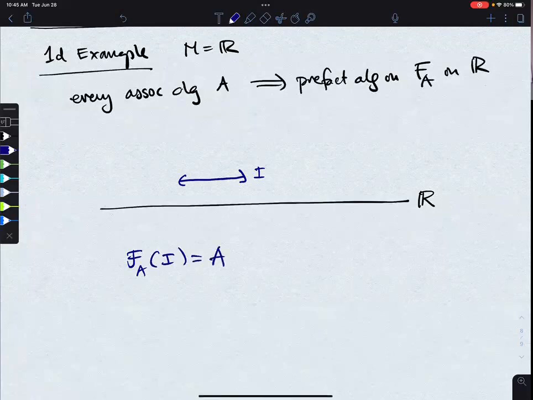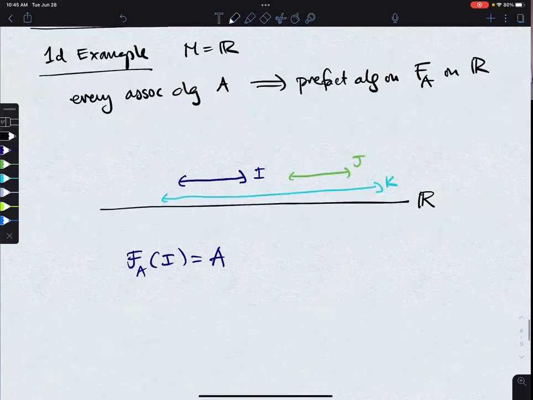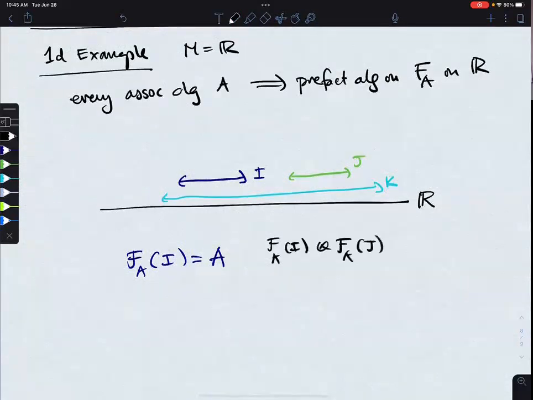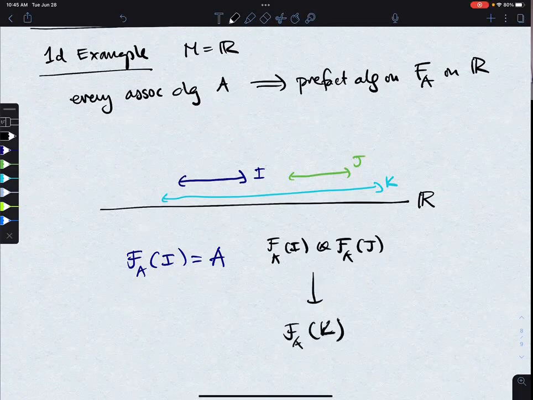Okay. Now suppose, for any interval, I'm just going to assign A to it. Now imagine that I have two intervals, I and J, and I have them included into a longer interval K. So I need a map from FA of I tensor FA of J to FA of K. Now, I'm going to say that this is isomorphic to A tensor A, and FA of K is isomorphic to A. So Eli, you've got a harder problem to answer now. What should this map be?